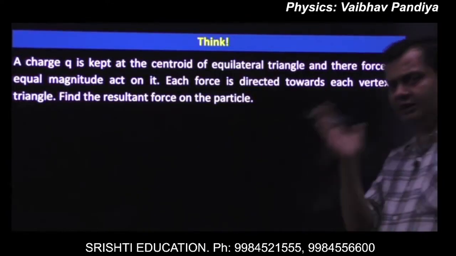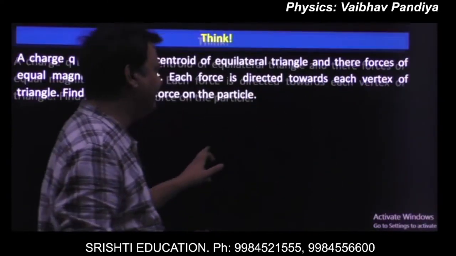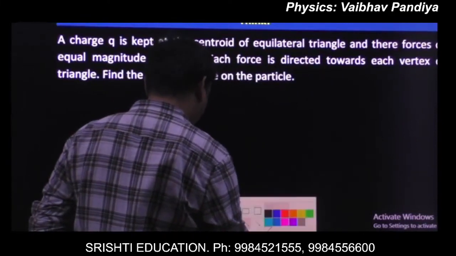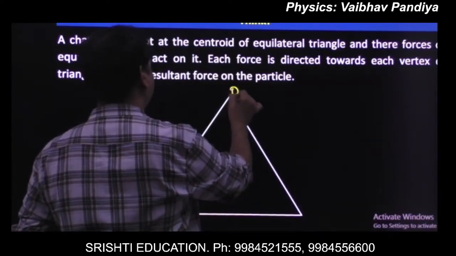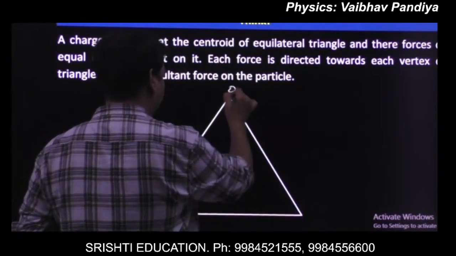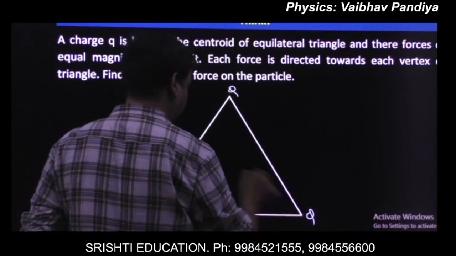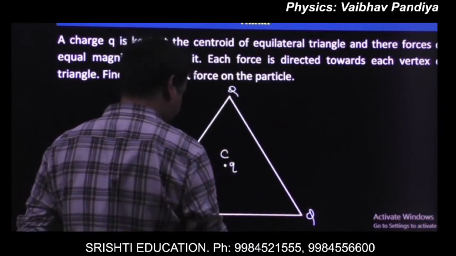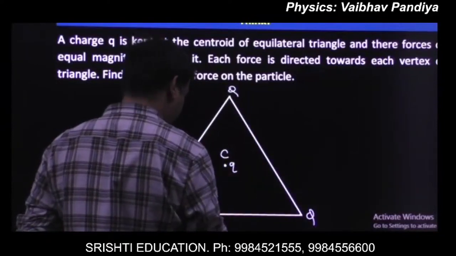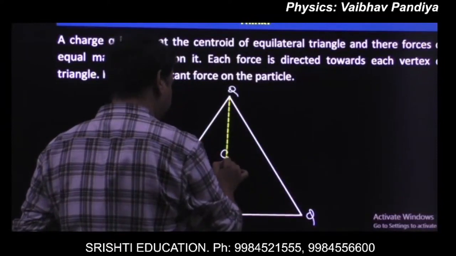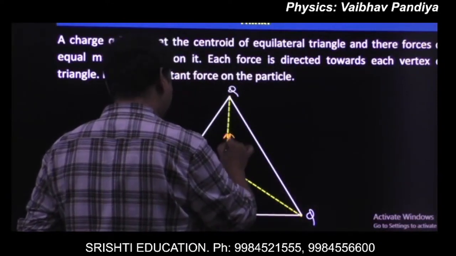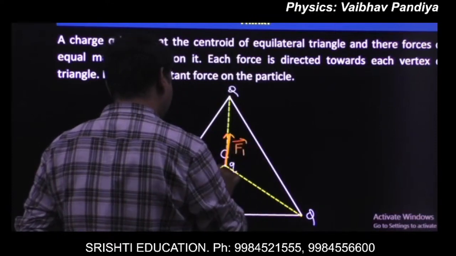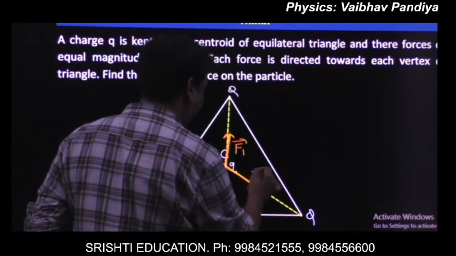Now say suppose we have an equilateral triangle. Such problems you will see in electrostatics and gravitation. Suppose we have an equilateral triangle, and there are some electric charges at the vertices of the triangle, and there is some charged particle at the centroid, and three forces are acting on the charged particle. Say one force is acting towards this vertex, F1, one force is acting towards this vertex, F2, and one force is acting towards this vertex, say F3.